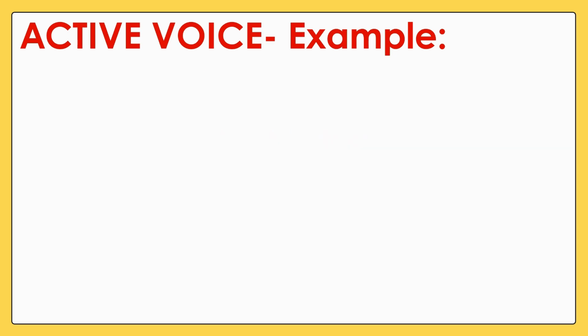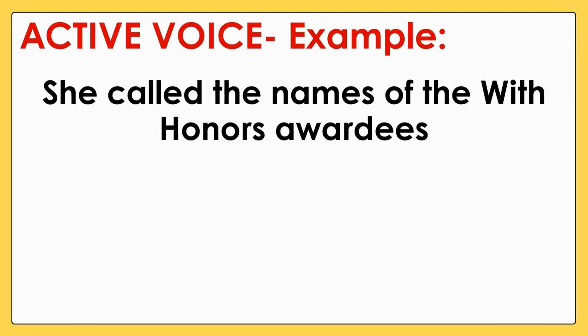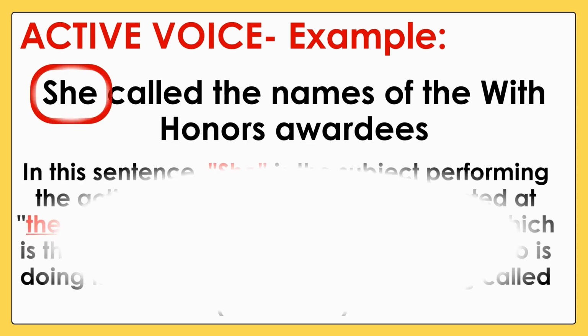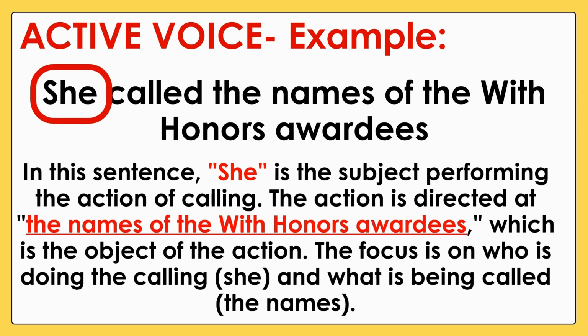Here is the second example. The sentence, she called the names of the with honors awardees. So in this sentence, she is the subject performing the action of calling. The action is directed at the names of the with honors awardees, which is the object of the action. The focus is on who is doing the calling. It's she. And what is being called? The names.